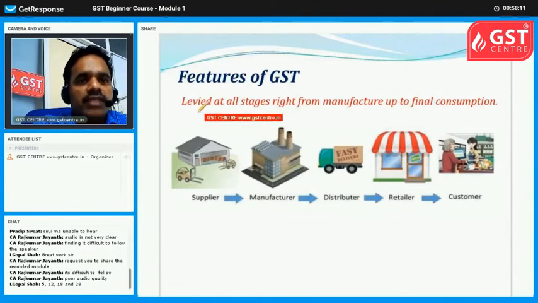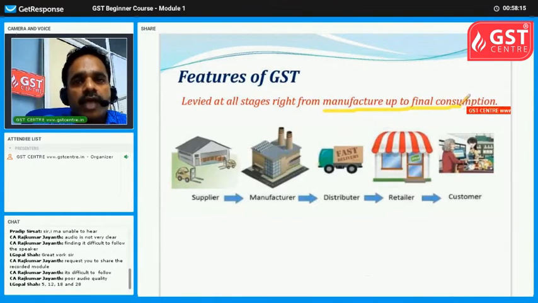Features of GST. GST will be levied at all stages, right from manufacture up to the final consumption.